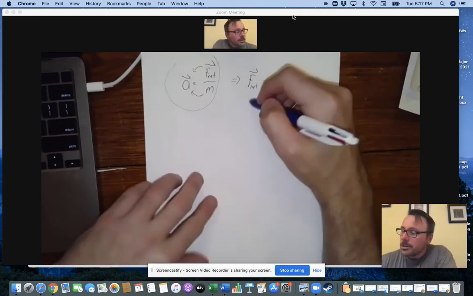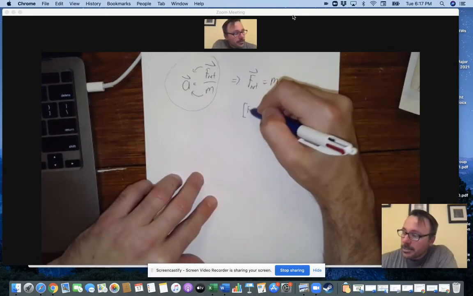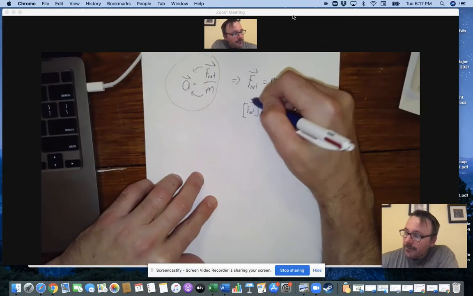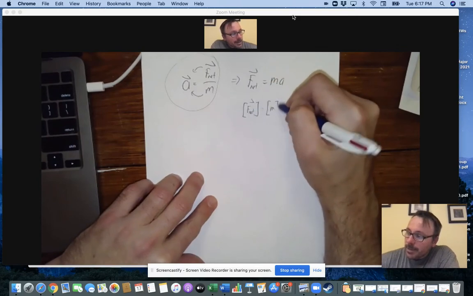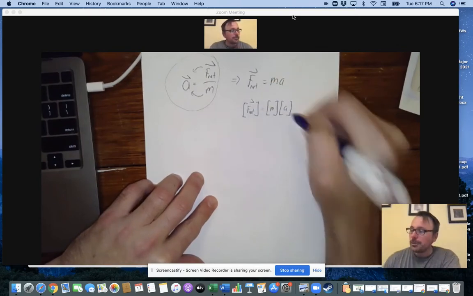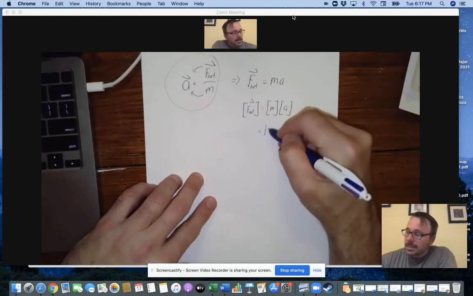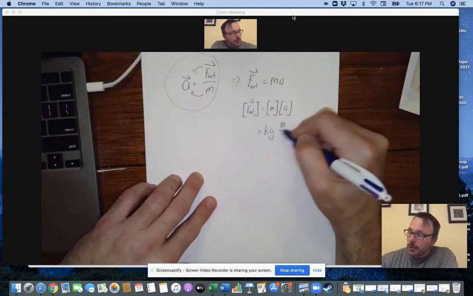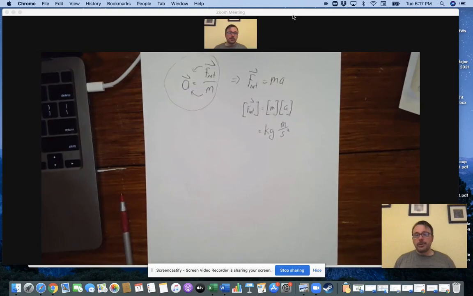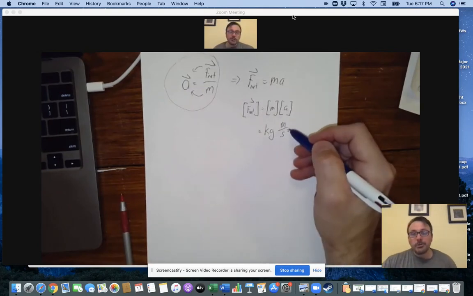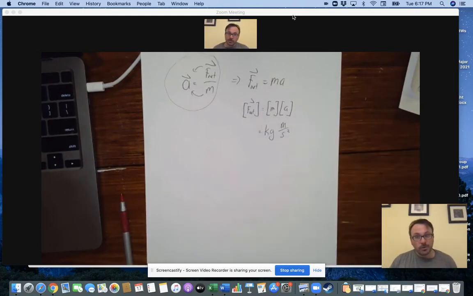But the reason I want to do this is because I want to talk about units for a second. The units of the net force are going to be equal to the units of mass times the units of acceleration. So the unit of mass is the kilogram. The unit of acceleration is a meter per second squared. And so there we go. A kilogram meter per second squared. Those are the units of force.